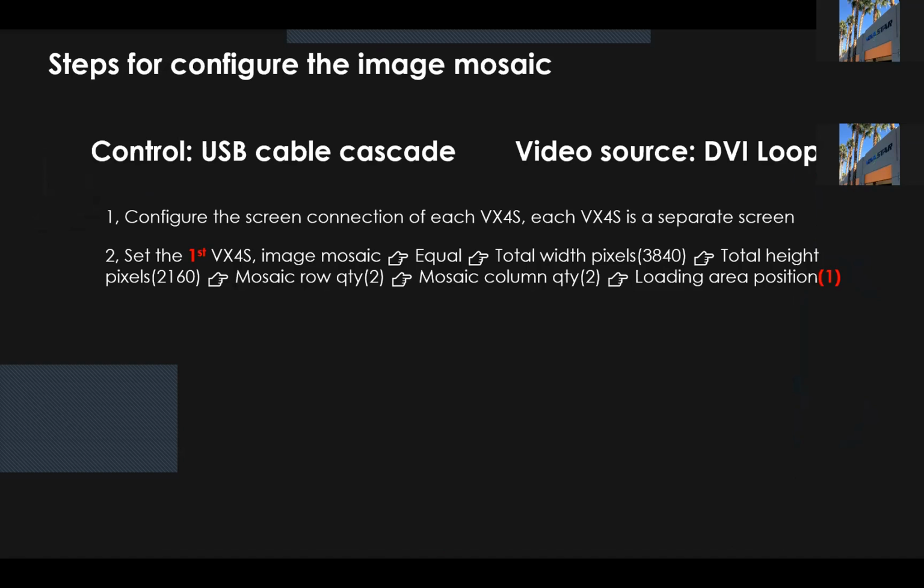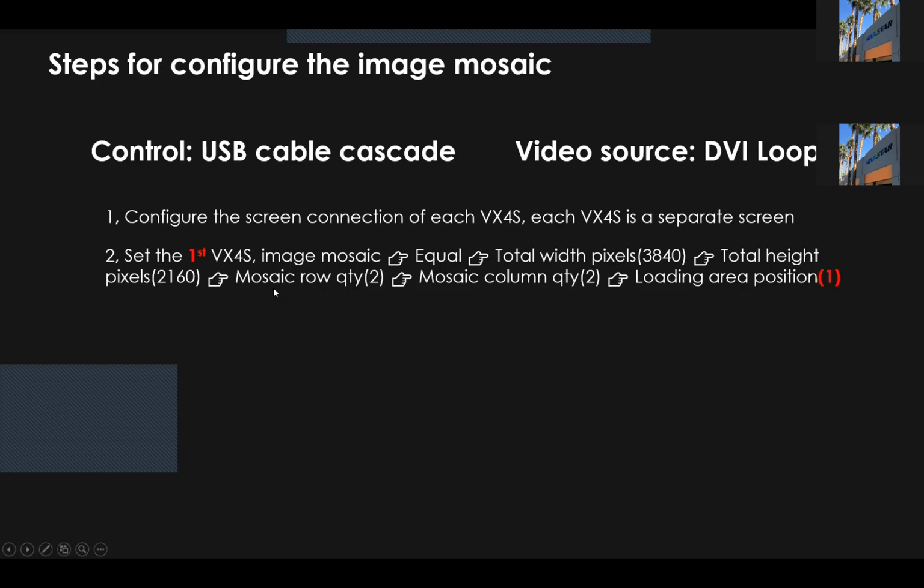First, for this part, we just talk about how we can do it via the VX4S front panel. The first thing is to set the image mosaic on the first VX4S. In the image mosaic menu, choose equal, and set the total width pixels to 3840 and the total height to 2160.